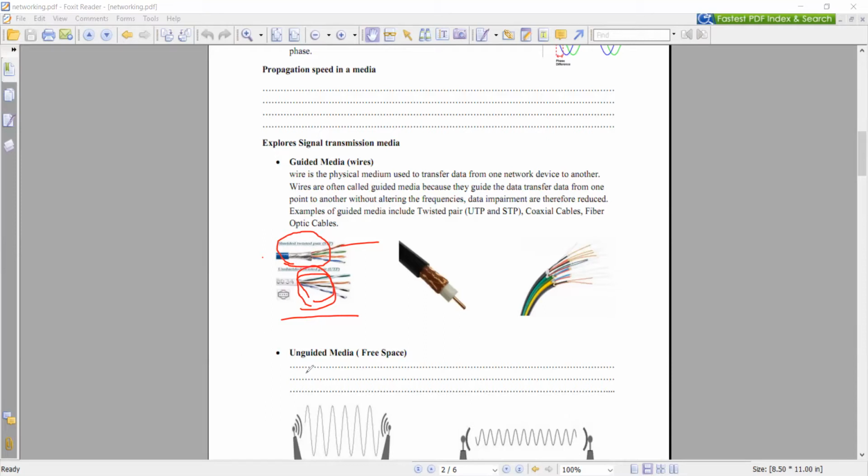Okay, then unguided media is there under this one. This is called coaxial cable. අපි දැකලා තියෙනවා, you can see in the antenna wires වල දකින්නේ මේ වගේ cable එකක්. And this is fiber optic cable, right?